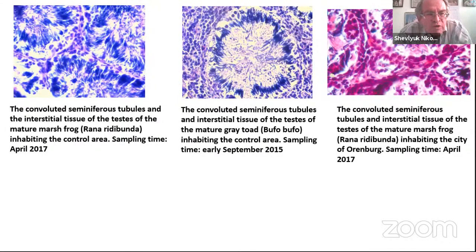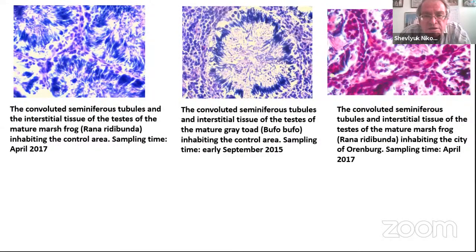Our results show that the seminiferous tubules in the testes of frogs in the urban area and in the control area are different. What is different in the testes of the animals from each habitat? In the urban area, there is a very large area of interstitial tissue. The interstitial tissue is very different.